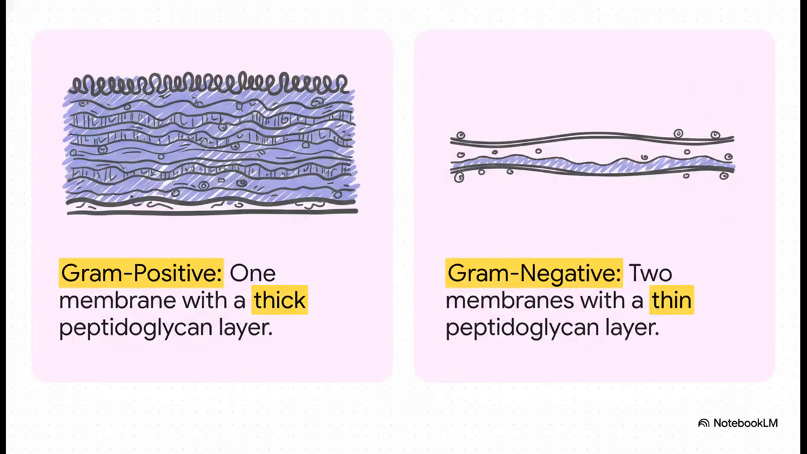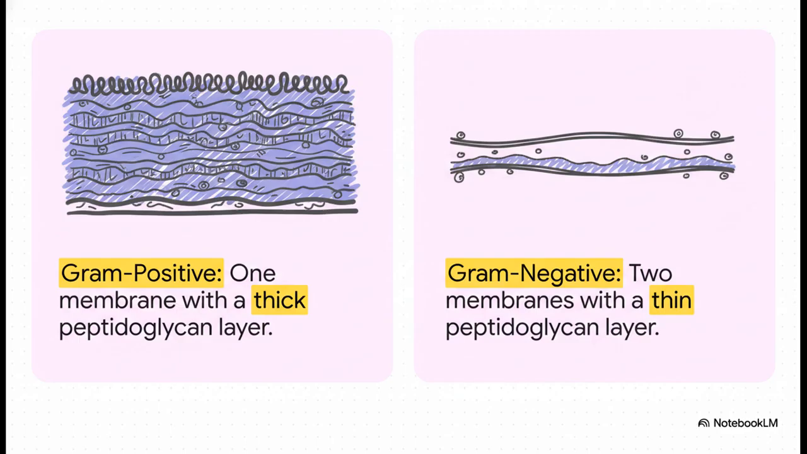So why does this test even work? Well, it all comes down to a fundamental difference in their armor, their cell wall. Gram-positive bacteria have a really thick layer of a substance called peptidoglycan. Gram-negative bacteria, on the other hand, have a much thinner peptidoglycan layer, but it's sandwiched between 2 separate cell membranes.